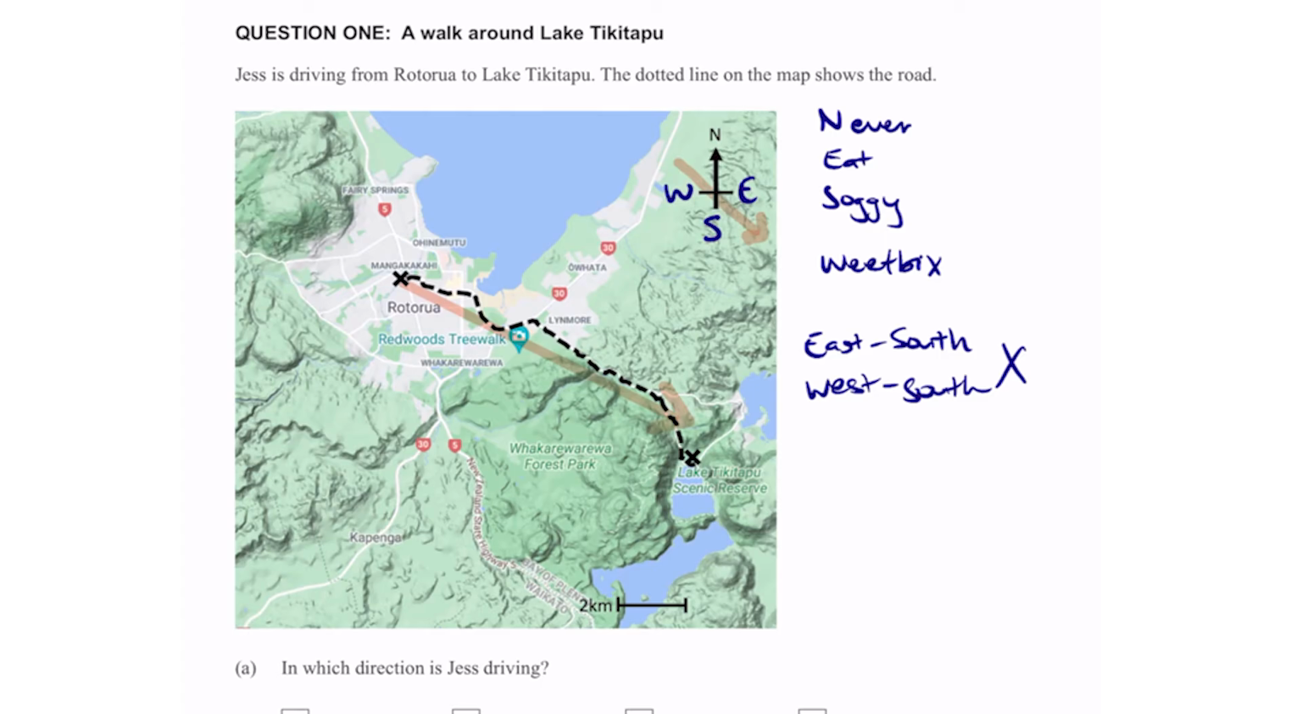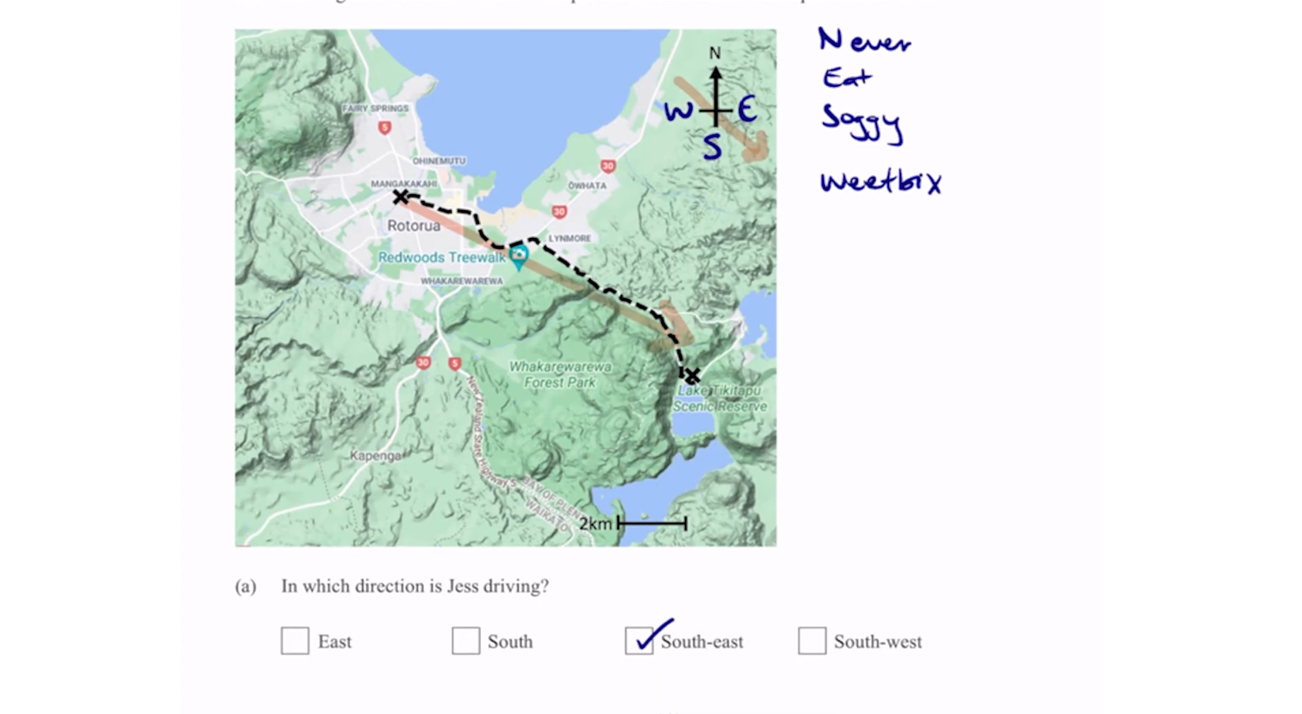If I cross that out, we're in between east and south, but we never start with east. So that means we're going to have southeast. Southeast sounds more correct, and southeast is correct. So the direction she is traveling is indeed southeast, because it's in between east and south. Hopefully that makes sense.